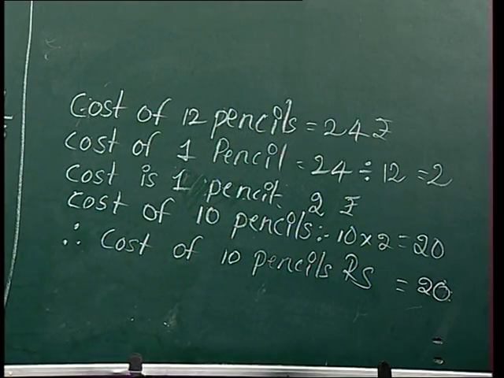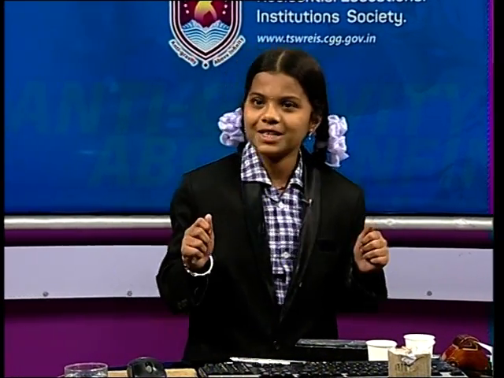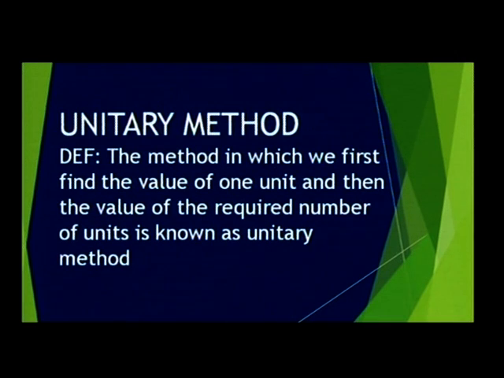So, friends, the method in which we first find the value of 1 unit and then find the value of the required number of units is known as the unitary method.